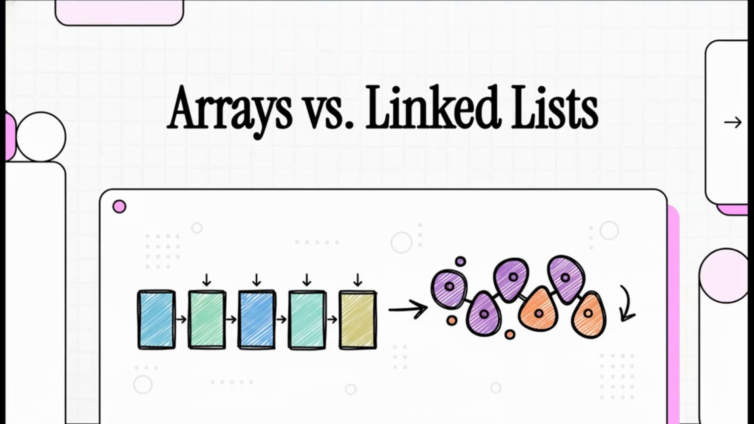So, have you ever stopped to think about something super basic? When you've got a list of things on your computer, how does it actually store them? I mean, really deep down. It sounds simple, right? But the answer? Well, it's this amazing story about speed versus flexibility and some really clever trade-offs that happen under the hood.